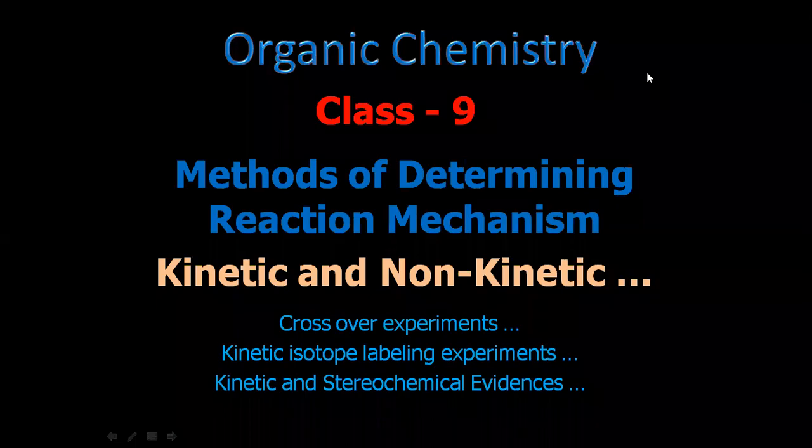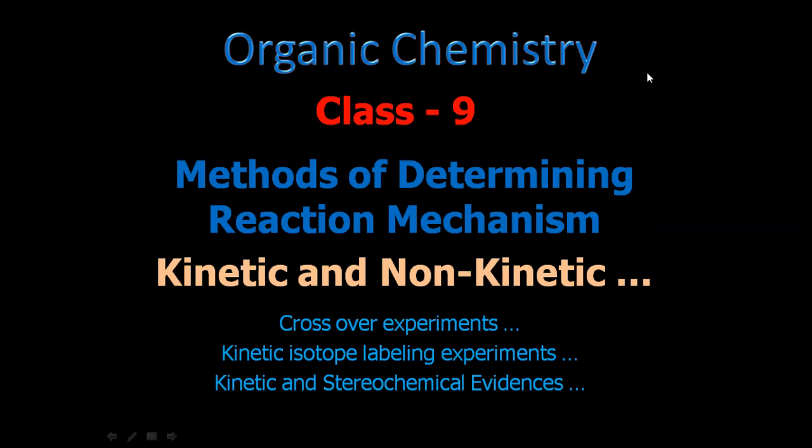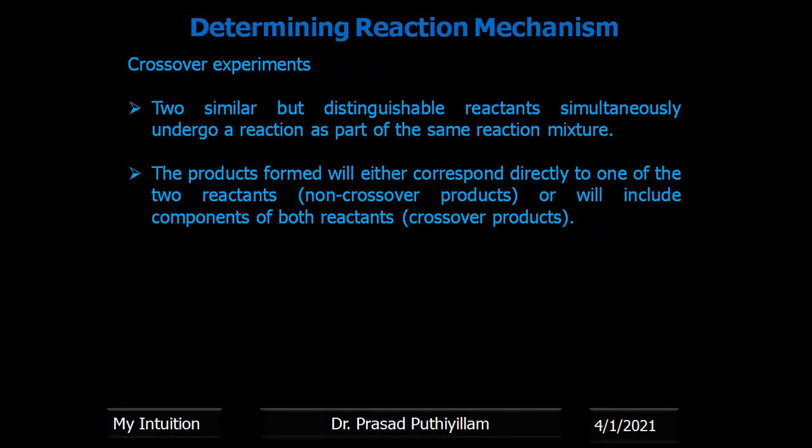This is class number 9 of organic chemistry, a continuation of the previous class, that is, methods to determine reaction mechanism. Continuing with the crossover experiments, kinetic isotope labeling experiments, kinetic and stereochemical evidences. Crossover experiments.